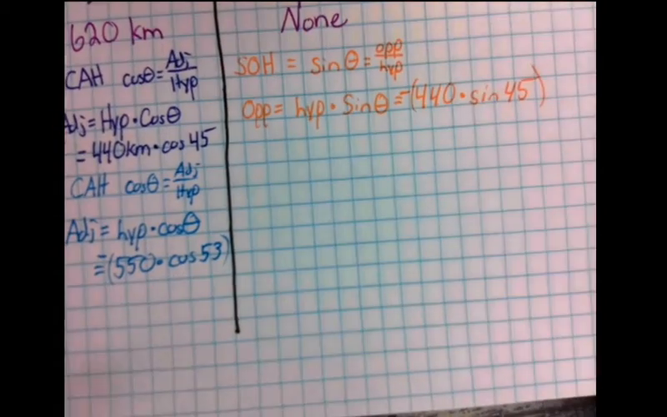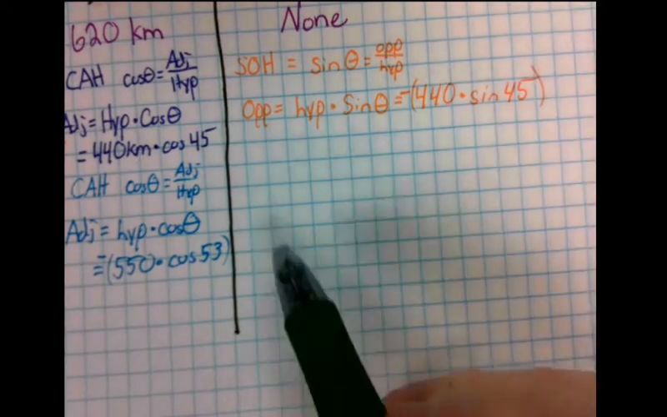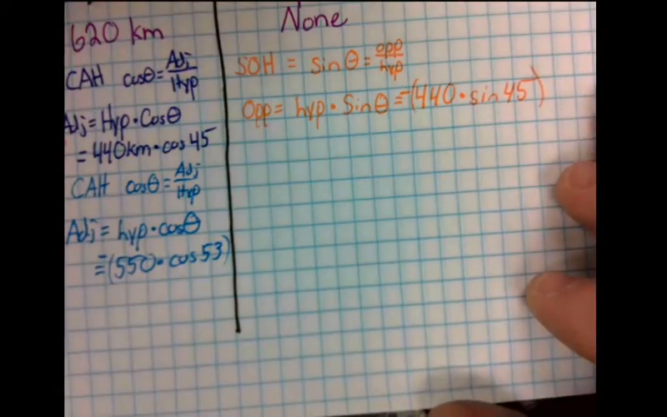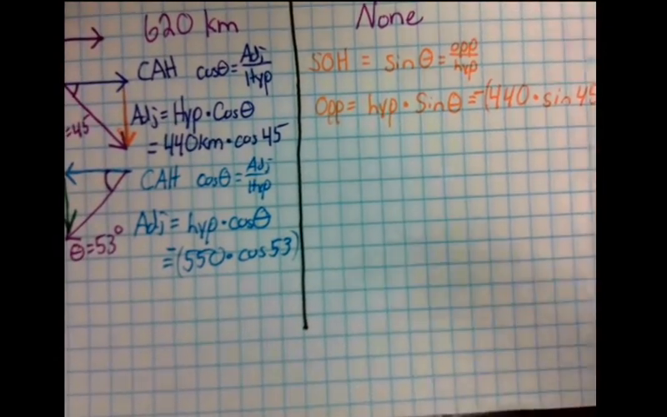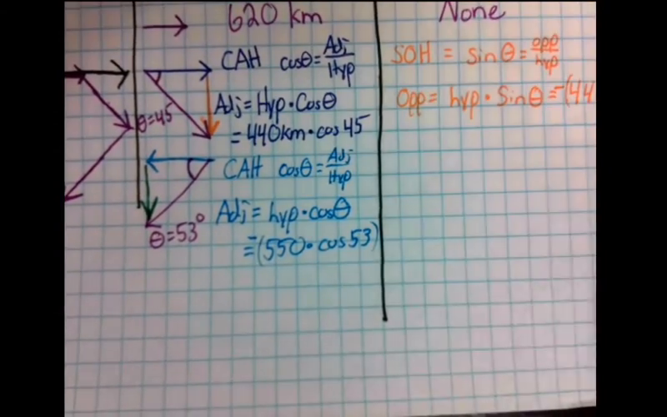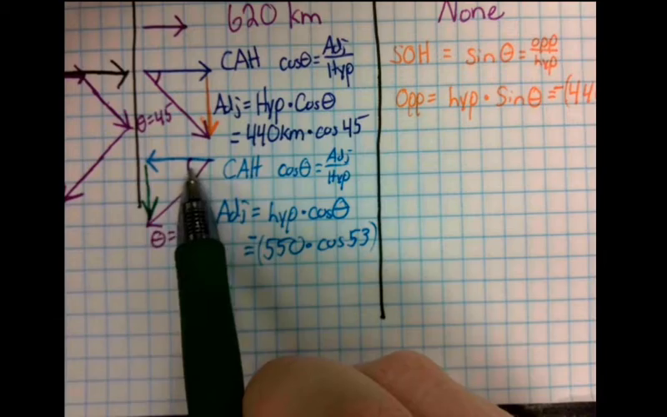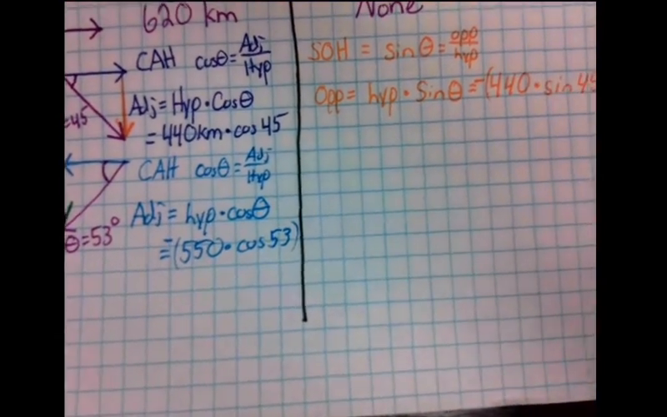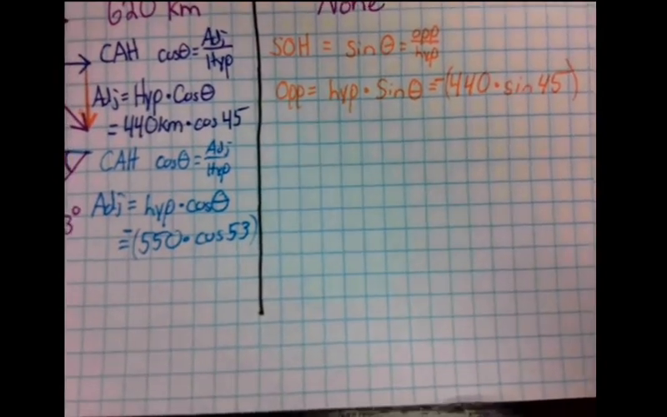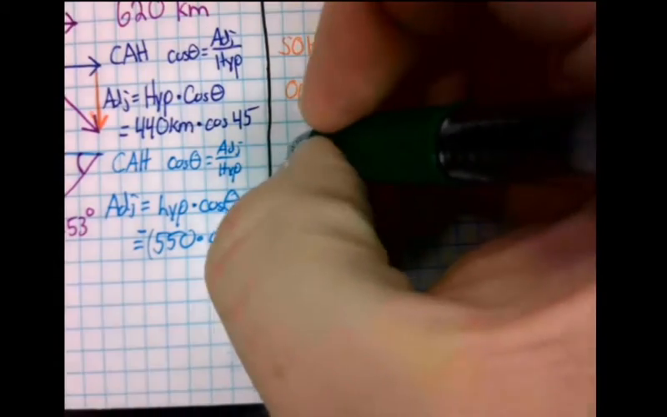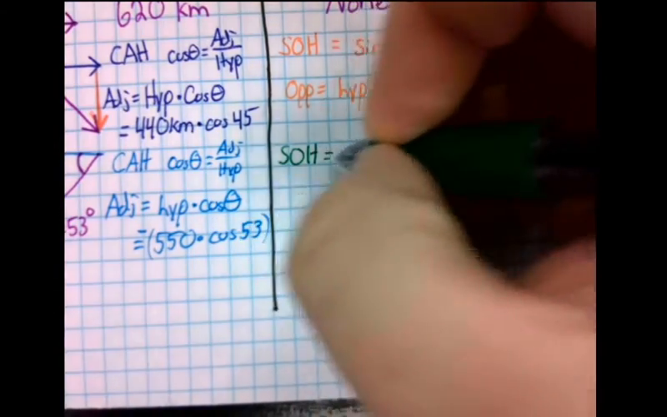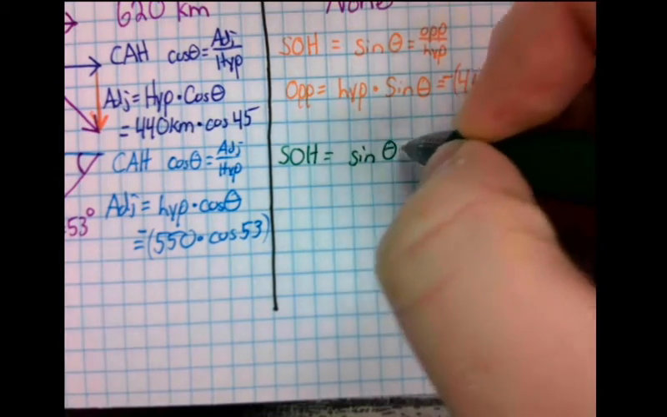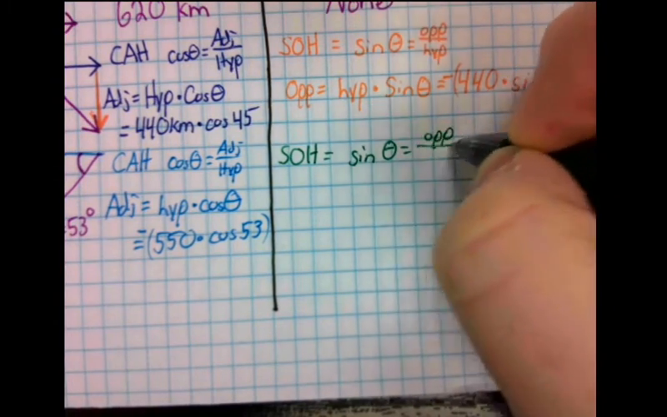Okay, going back to our last piece, this one was in green. Same exact approach. We're looking at this picture right here. We're going down. We want to know the opposite piece. We know the hypotenuse. So if we know the hypotenuse and we want the opposite, we're going to need to use SOH, S-O-H, or sine theta equals opposite over hypotenuse.